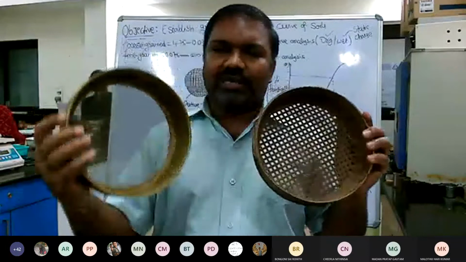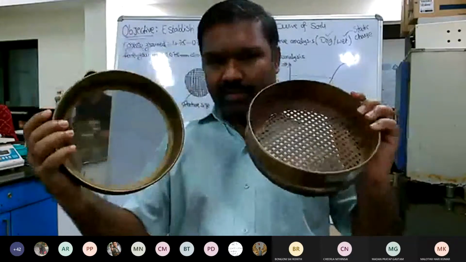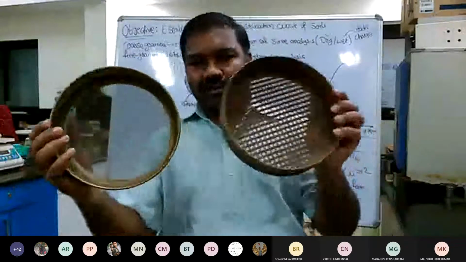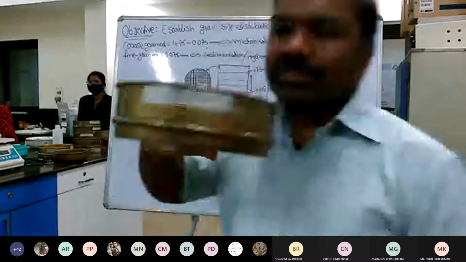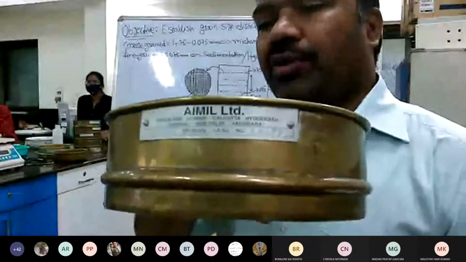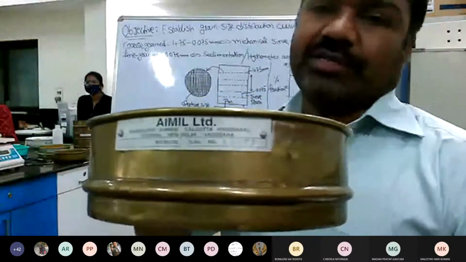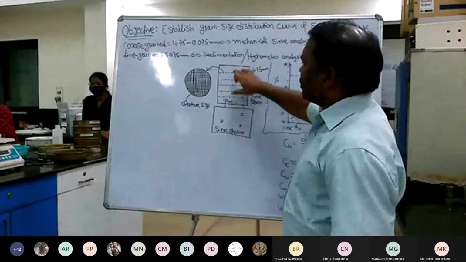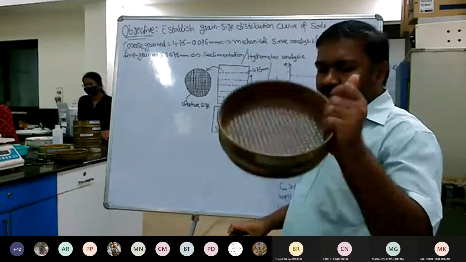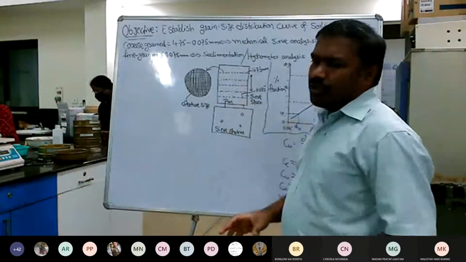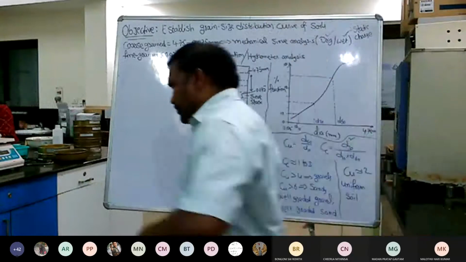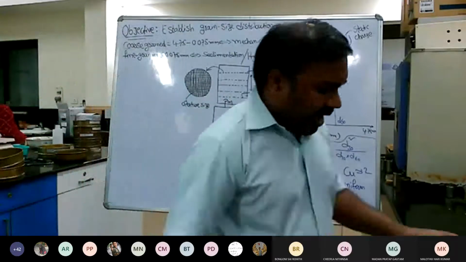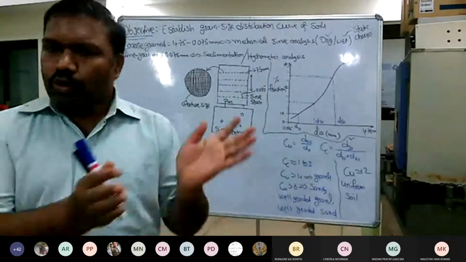You cannot literally see through the camera how the aperture looks; rather it looks like a screen. Each aperture is made to a size of 75 microns. Here also you can see the complete information about the sieve, the manufacturer and the sieve size. They are arranged in a stacking order: at the topmost we have the highest aperture size sieve, and at the bottommost the least aperture size.